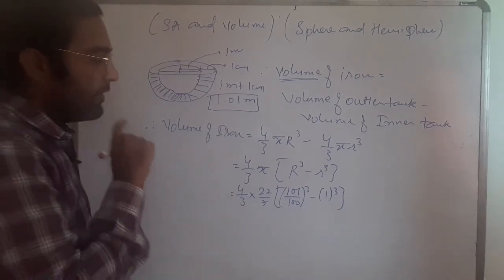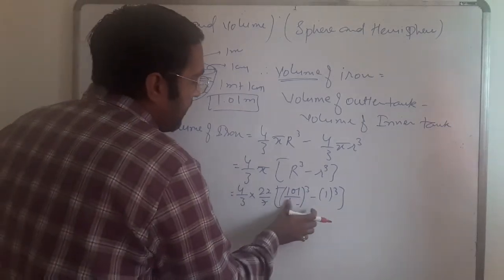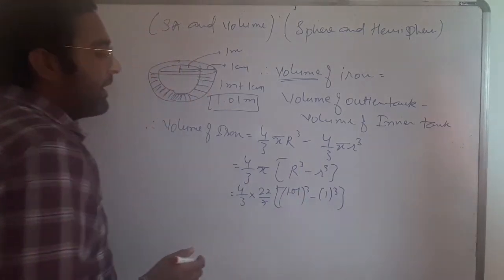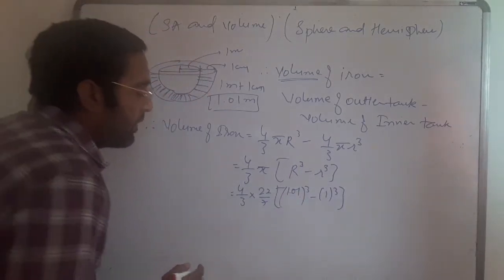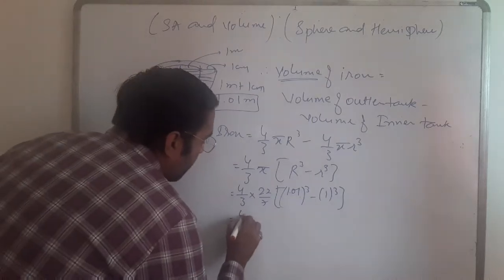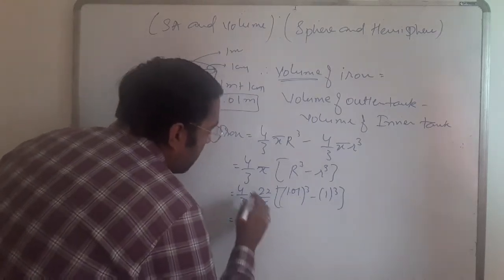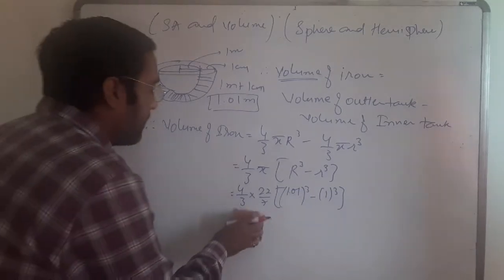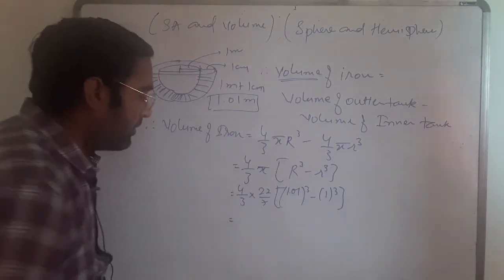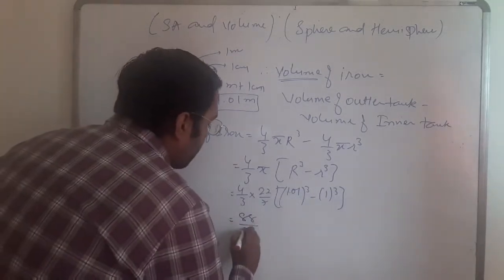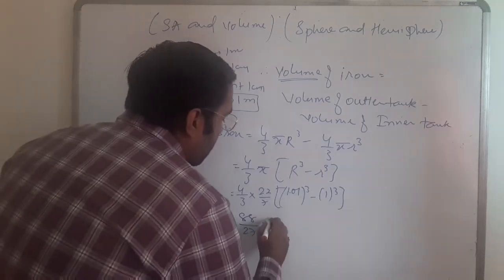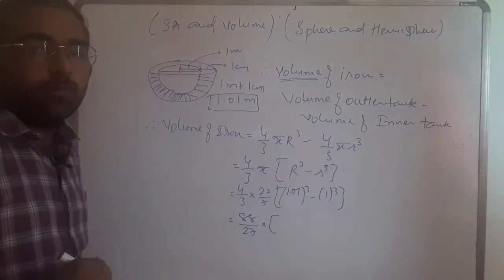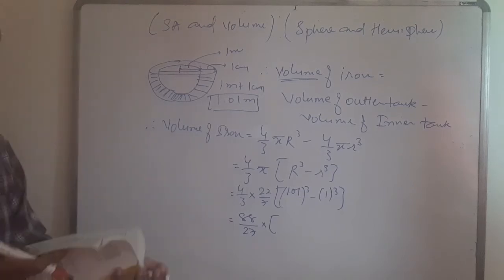So for that, 1.01, I write as 1.01, not 100. 1.01 cube minus 1 cube. Okay, so for that we have to write 4 by 3, that is 22 into 4, 88 by 27, into 1.01 cube minus 1 cube. Okay, 1.01 cube minus 1 cube.